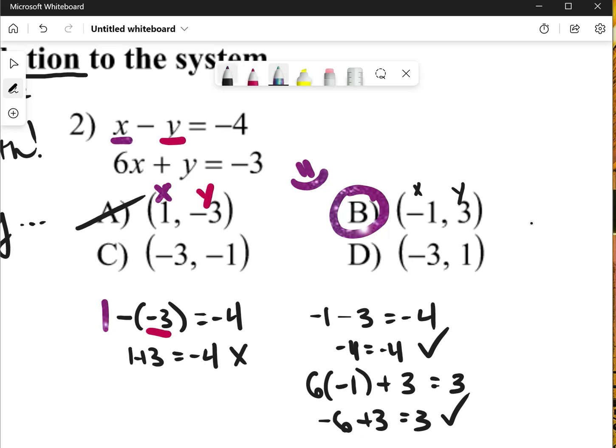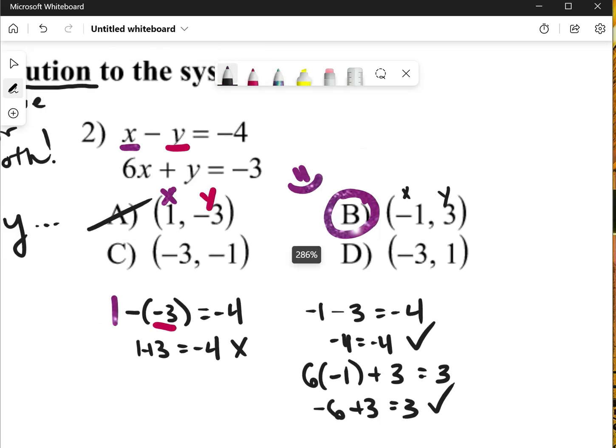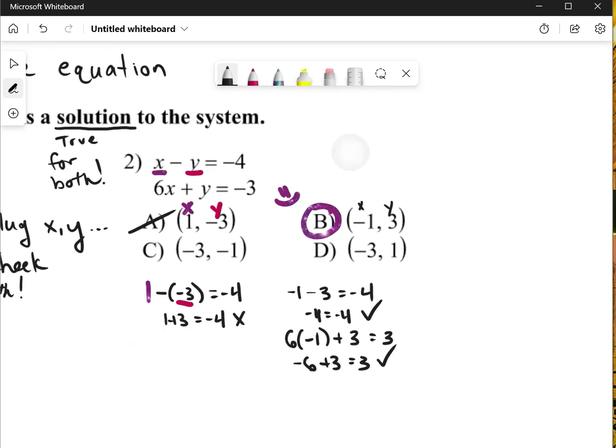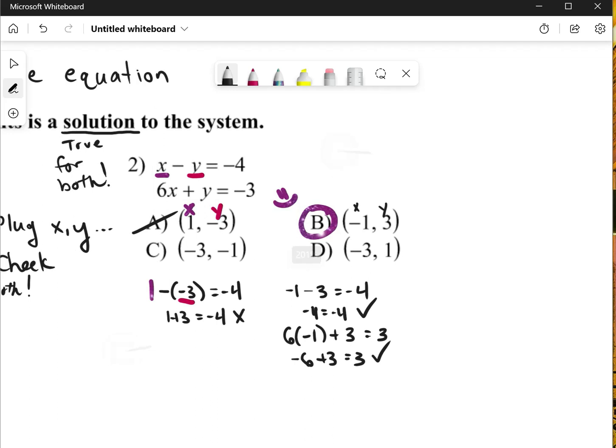Okay, so again, try them in both equations. Make sure it works. We're going to see some other ways to solve these in the future, but just plugging away and checking for today.